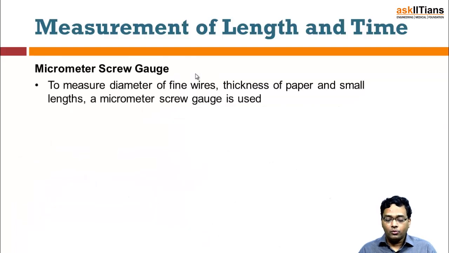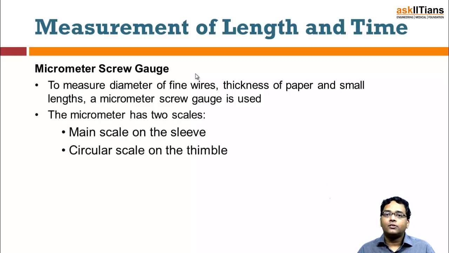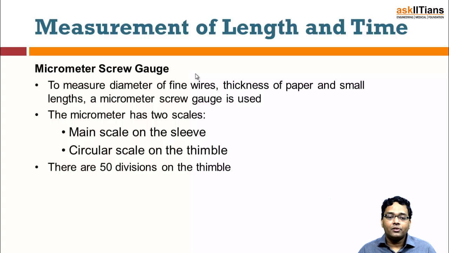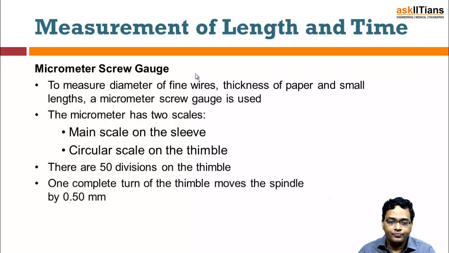Now there is a further more precise instrument. This is known as a screw gauge. You can use it to measure the diameter of very fine wires, the thickness of paper and small lengths. In this particular case, you have two main things: a main scale and a circular scale. There are 50 divisions on the thimble, which can move. One complete turn of the thimble moves a spindle.